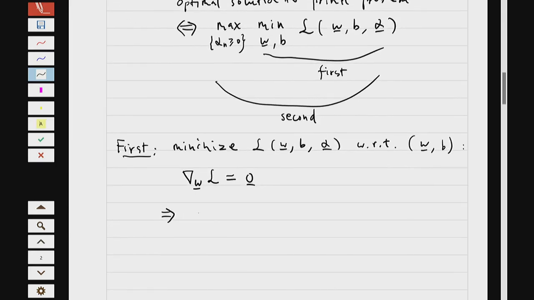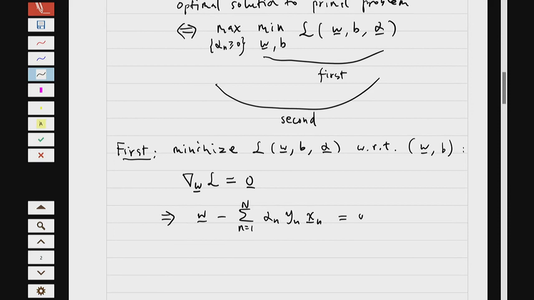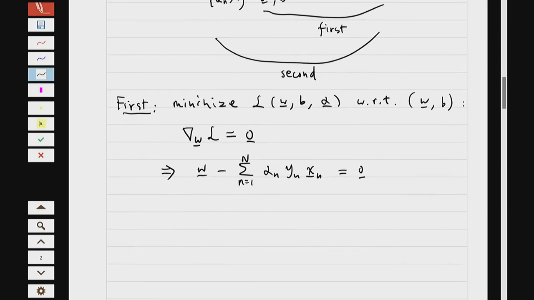For the first one, we get W because we have 2W, but then we have a half in front. And then the sum from n equals 1 to N, because the coefficient in front is simply alpha n, y n, and then x n, I believe, is equal to 0. So easily, W simply equals the summation from n equals 1 to N of alpha n y n x n, like that. So that's the optimal W to minimize the Lagrange function.